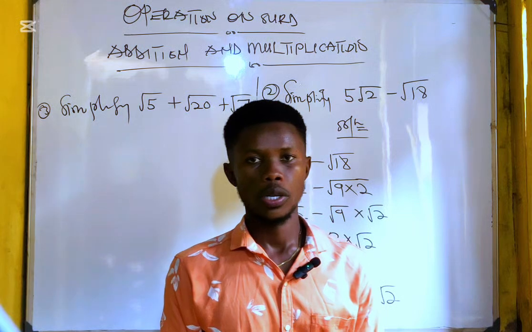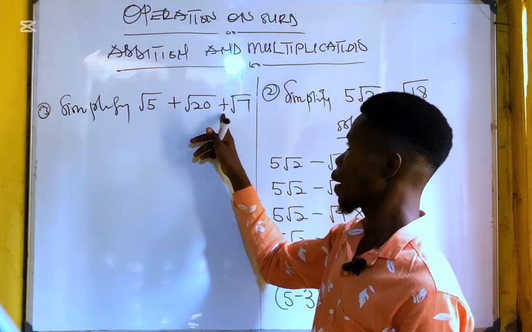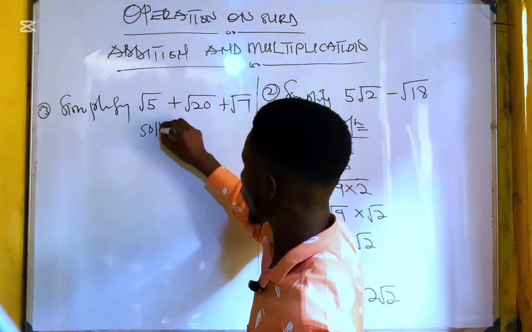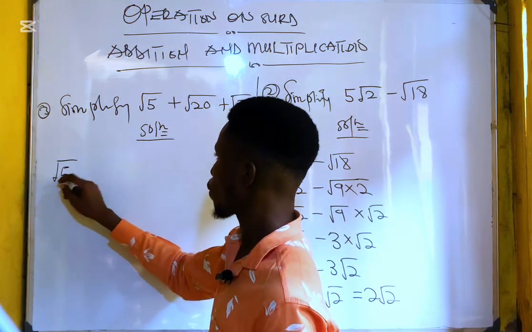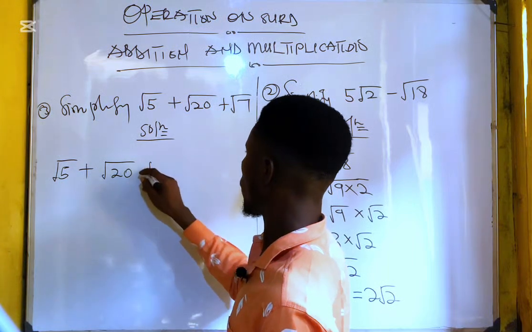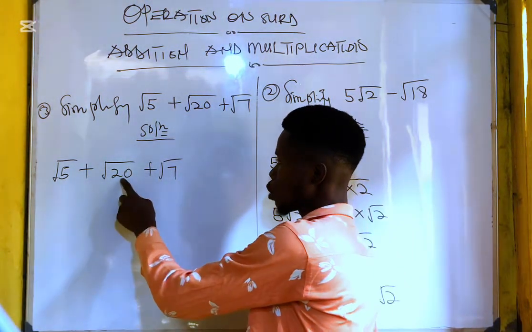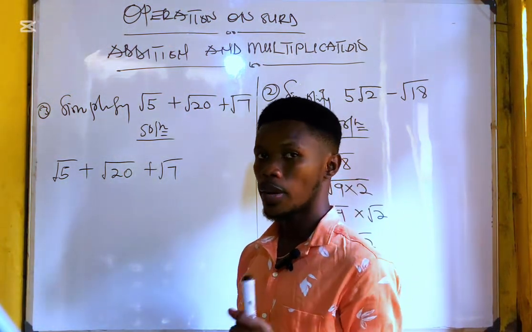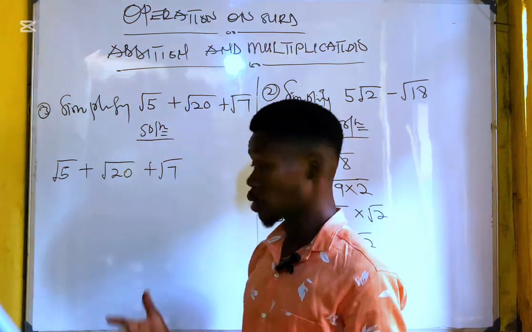So the next example is saying that you should simplify root 5 plus root 20 plus root 7. Okay. So let's see how you go about it. We have root 5 plus root 20 plus root 7. Now, this is root 5, this is root 20, this is root 7. You have to make sure that the ones under the radical sign become the same.